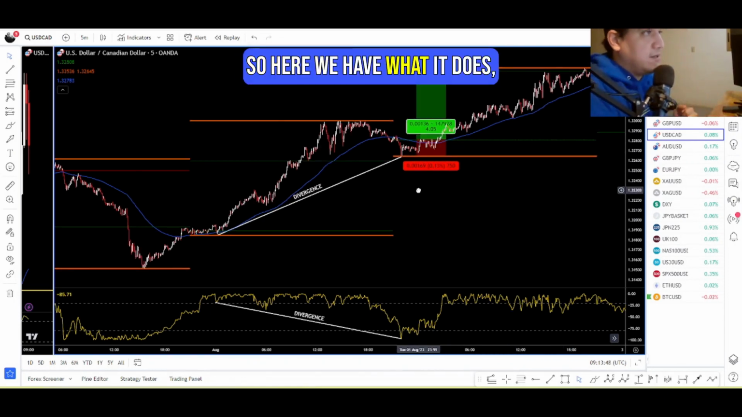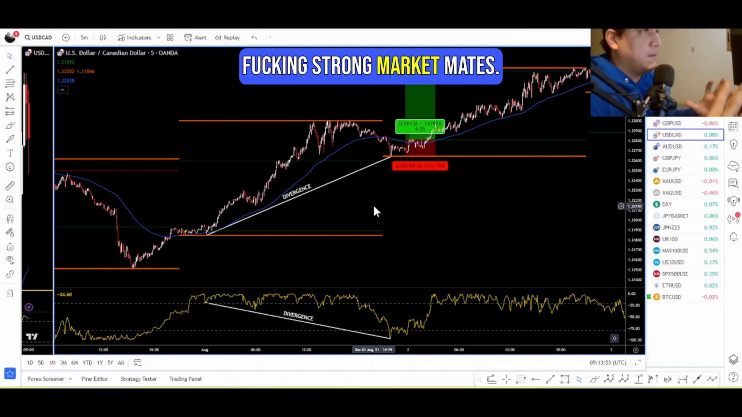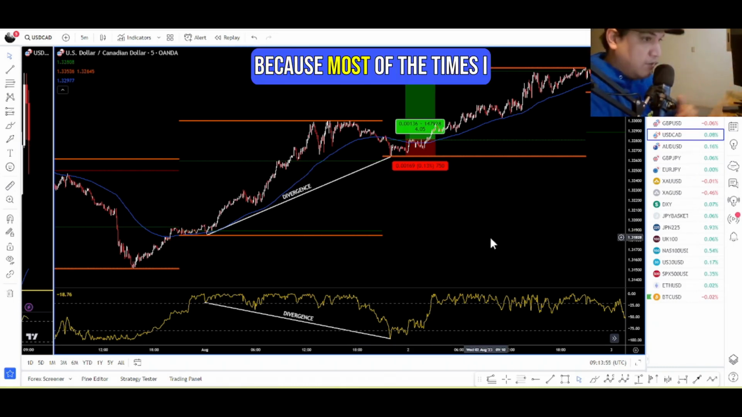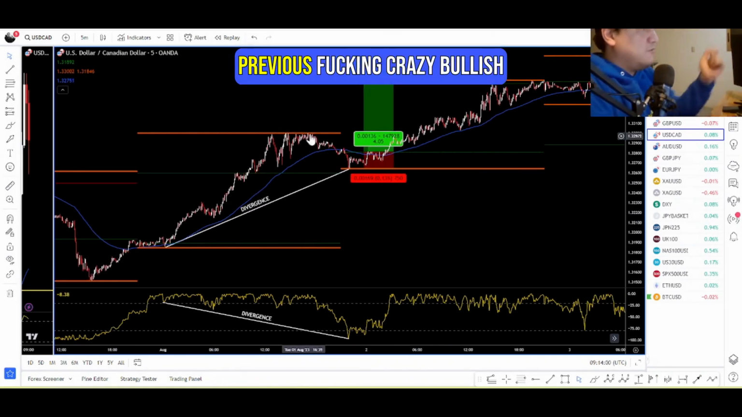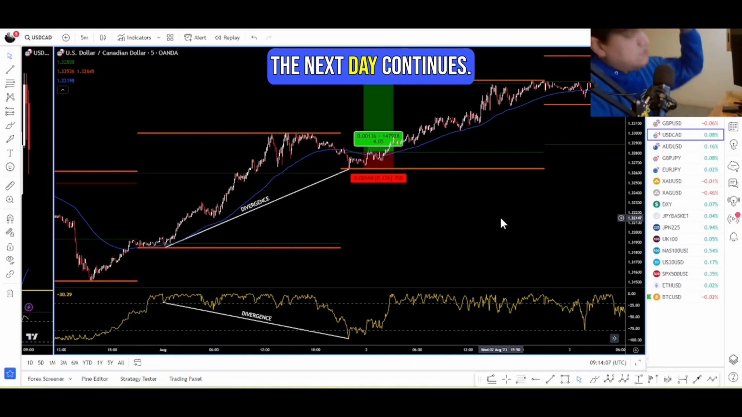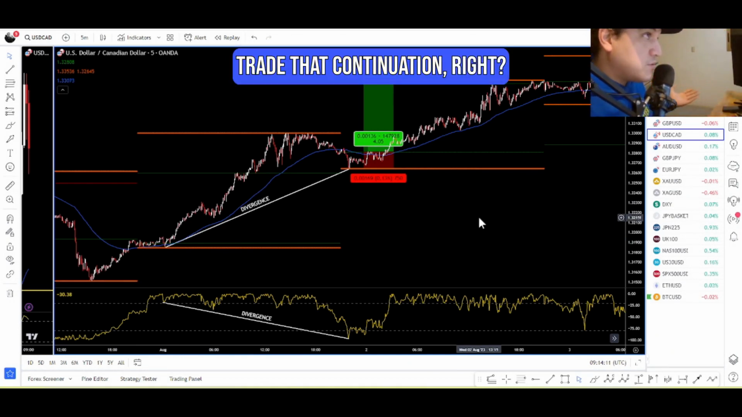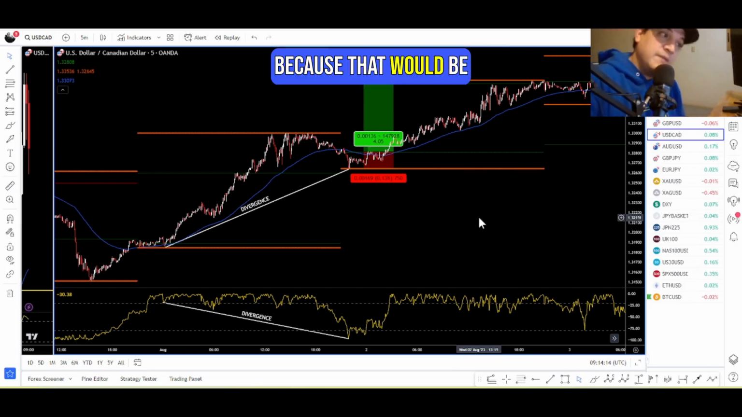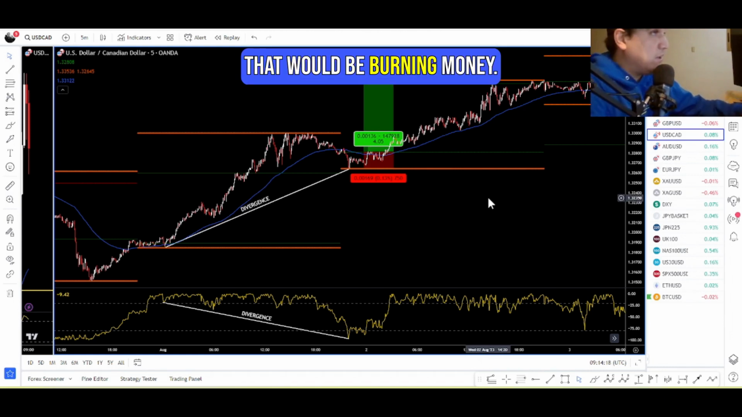So here we have what it does, right? We are always looking to trade a strong market, mates. Why? Because most of the times, I notice that when it comes to a previous crazy bullish close the previous day, the next day continues. But you're not going to blindly trade that continuation, right? No. Because that would be insane, that would be burning money, that would be gambling.